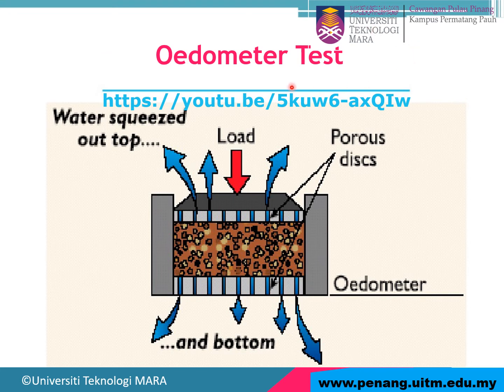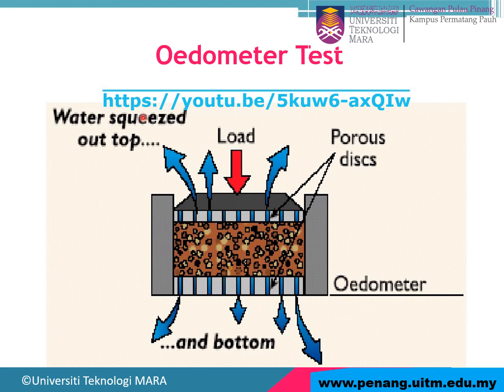Alright, now this is the odometer test. This is the mechanism of the odometer test, and this is your sample, and you have the porous stones at the top and the bottom. The function of the porous stone is to allow the water to go out from the soil. First we apply load at the top and we compress. When you open the valve, the water is squeezed out at the top and also from the bottom. When the water is squeezed out, there will be a settlement, or the volume of the soil will be reduced.